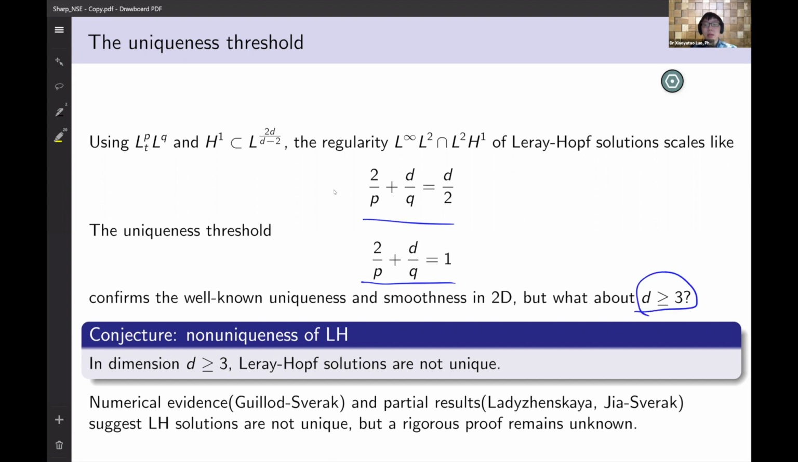But then when the dimension gets larger, in 3 and above, there is a scaling gap between this Leray-Hopf class and the uniqueness threshold. So this leads to the following conjecture, which is the non-uniqueness of Leray-Hopf solutions. This conjecture is wide open at the moment, before or after this work, but there are some partial results like numerical evidence, and also some conditional results by Ladyzhenskaya and Jia and Sverak. All this work suggests that Leray-Hopf solutions are not unique in dimension 3 and above, but we still don't have a rigorous proof. So this is a very difficult question.